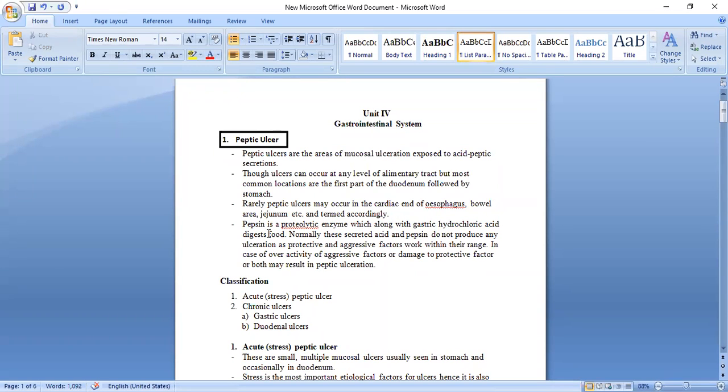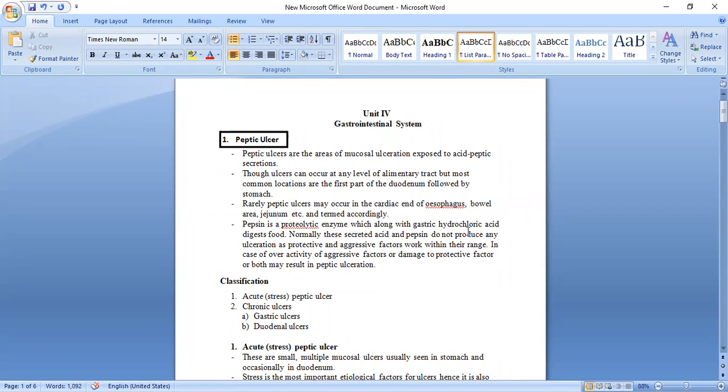Now see here, what is the main cause of this ulceration? Pepsin is a proteolytic enzyme. Pepsin, actually where is it present? In the stomach. In the stomach, which enzymes are there? Pepsin is there, and hydrochloric acid, HCl, is also there. Pepsin is a proteolytic enzyme which, along with the gastric hydrochloric acid, is there in the stomach. For what purpose? For digestion of the food.